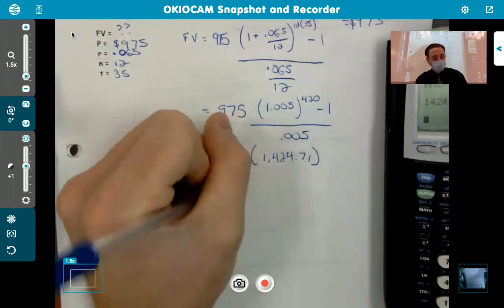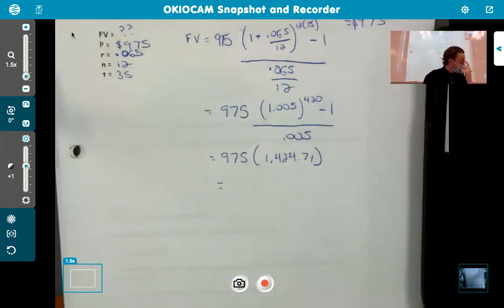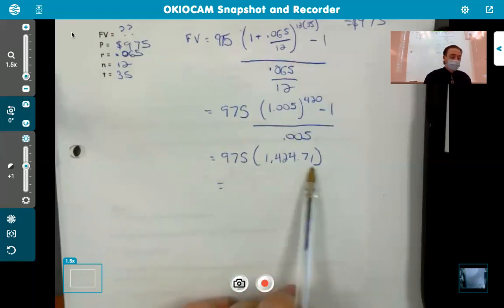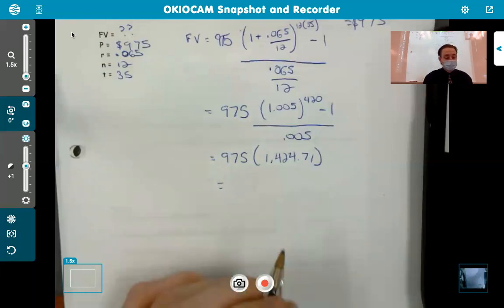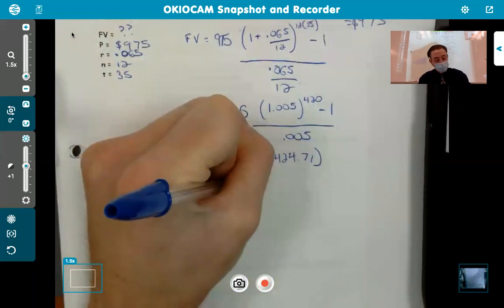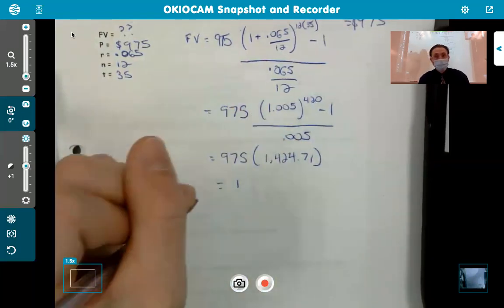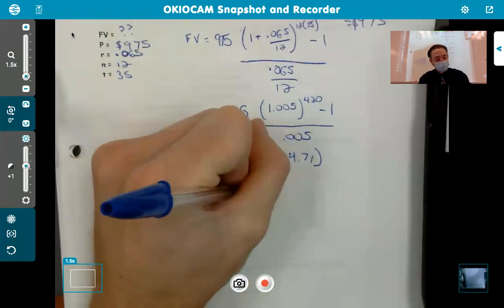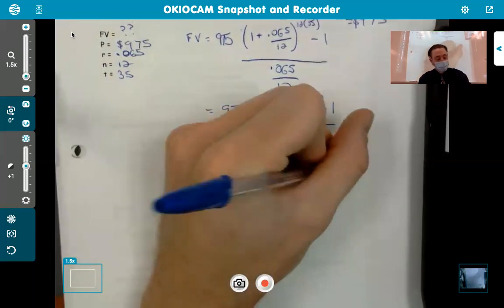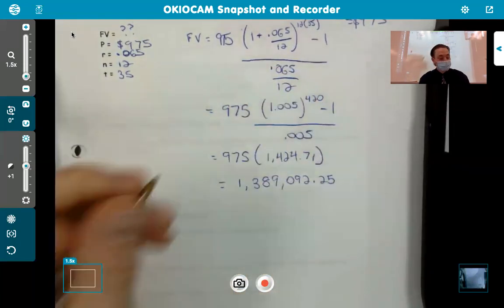Now, whether this exists out there in the real world or not, with it being compounded that many times and so on and so forth, 975 times $1,424.71 is roughly $1,389,000. $92.25.